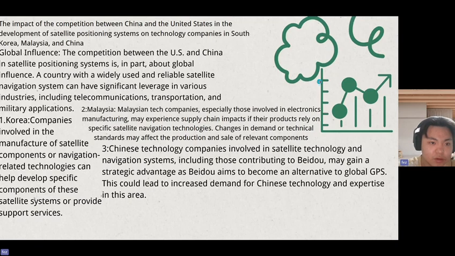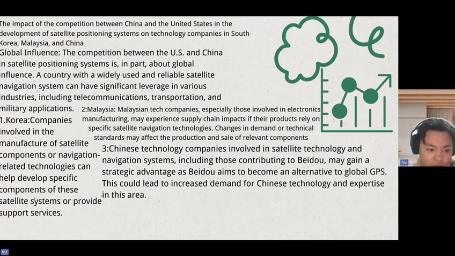And the impact of the competition between China and the United States in the development of satellite positioning systems on technology companies in South Korea, Malaysia, and China. For global influence, the competition between the US and China in satellite positioning systems is in part about global influence. A country with a widely used and reliable satellite navigation system can gain a significant advantage in various industries, including telecommunications, transportation, and military applications.